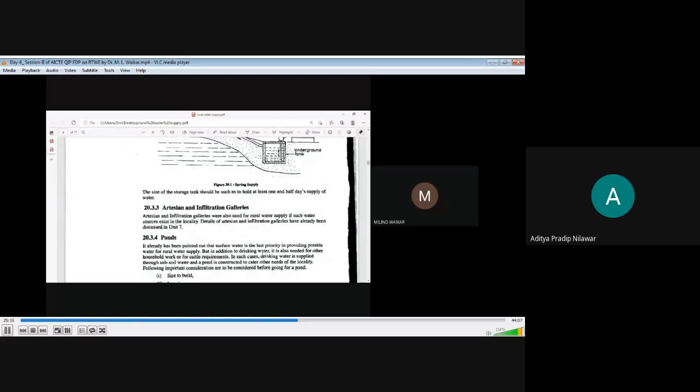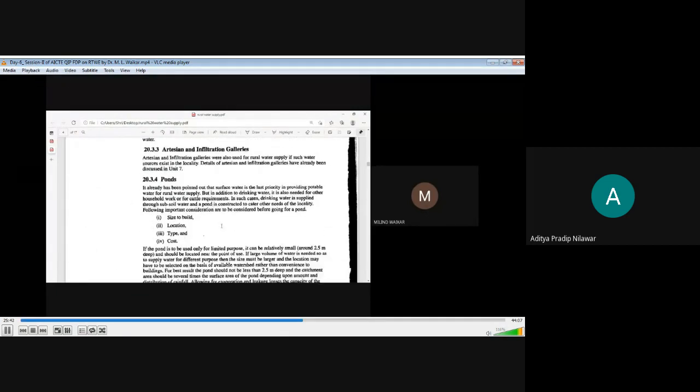Then artesian and infiltration wells. Obviously we can take into account various aquifers, especially confined aquifers. In those we get artesian wells and infiltration galleries. They have sufficient water that can also be used as a source of water.